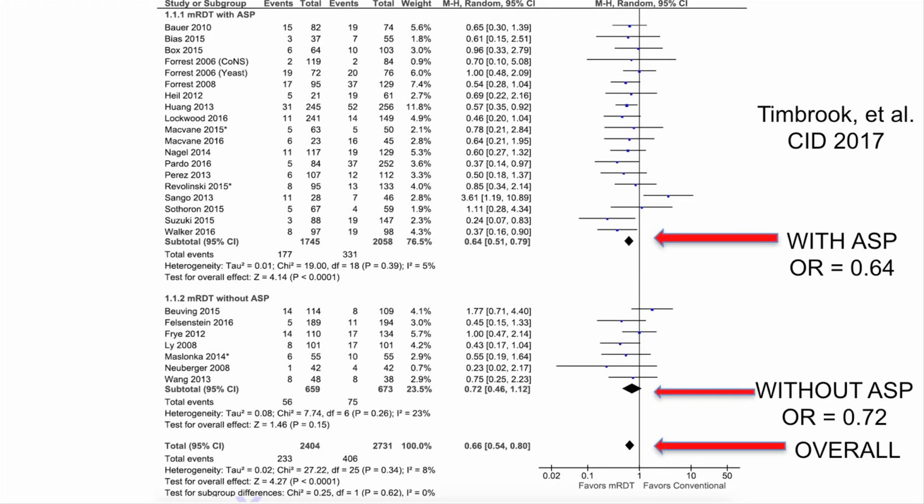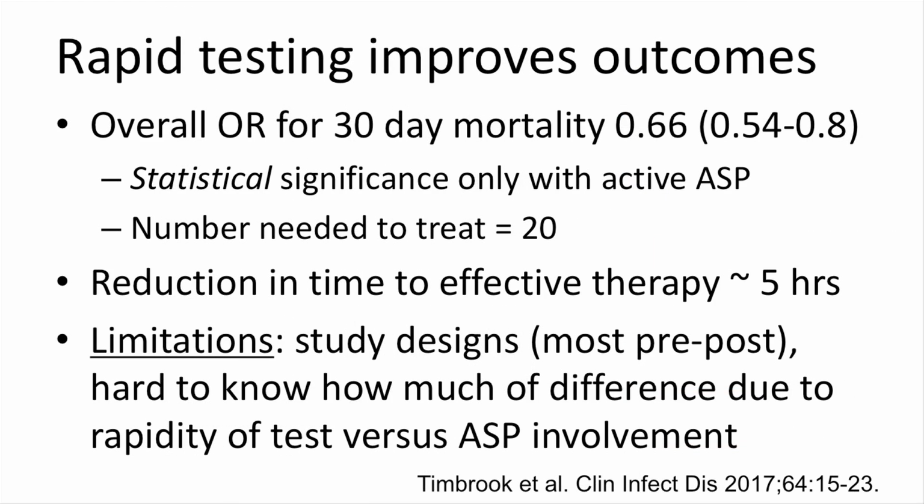And this is hard to see, it's the forest plot, but the bottom line is, if a stewardship program was guiding the intervention, there was a significant reduction in the odds of death at 30 days. Odds ratio was 0.64. It did not reach statistical significance when a stewardship program wasn't involved in facilitating the intervention. The number needed to expose to the intervention was 20, and the reduction in time to effective therapy was about 5 hours. The main limitation here is that almost all these studies were pre-post, what we call quasi-experimental studies.